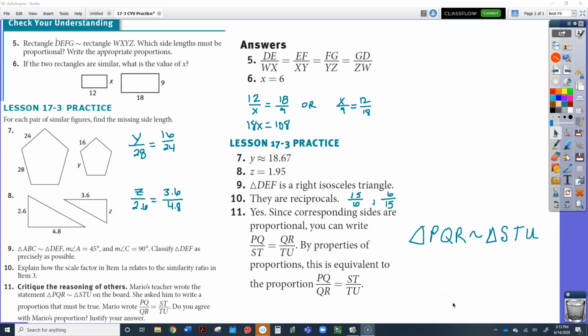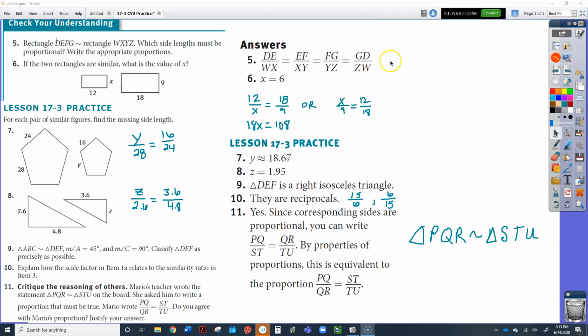Okay, the check your understanding for 17-3. Here are the answers over here. A couple of things. They do not have to be in this order. So no one said that DE over WX had to be first. Doesn't matter what order they're in, but there should be 4 different ratios.